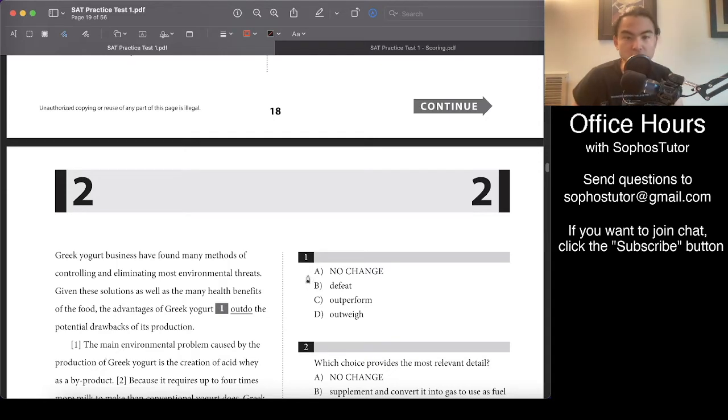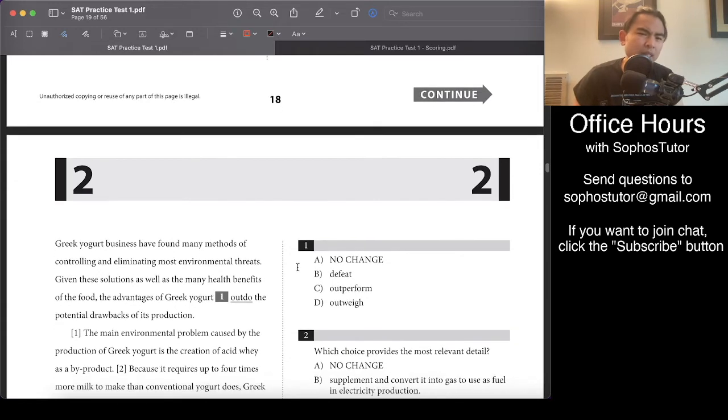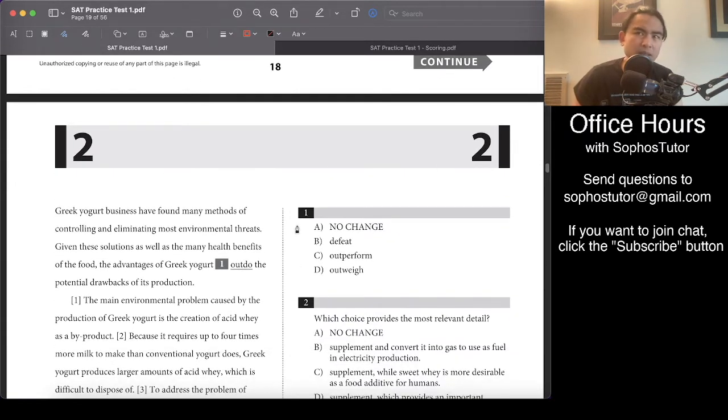So now we run to question number 1. And I do a couple of things. Number 1, I first actually listen instinctually whether this sentence sounded good in the first place. Okay? And my instinct here is when I hear outdo, it feels a little weird. I mean, to outdo drawbacks doesn't quite feel right. So I might not be ready to eliminate it, but I would probably say that there might be something better.